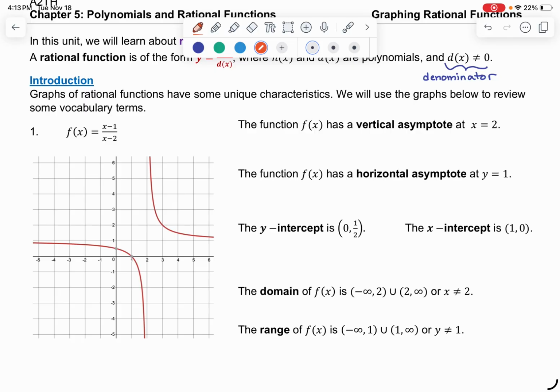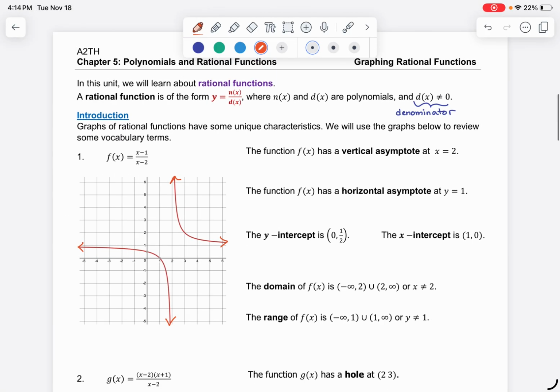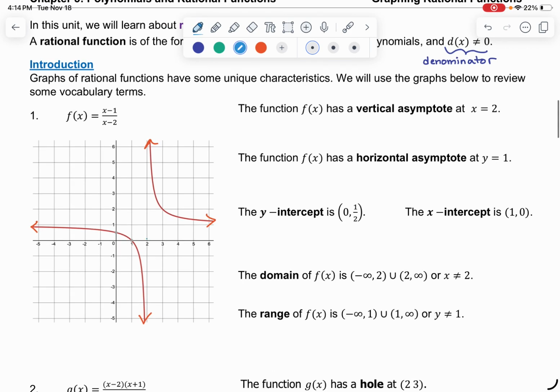So first thing I'm going to do is add arrows to the ends of these graphs here. I made this graph on Desmos, but I had to cut it off and I couldn't get the arrows on there. So these branches are supposed to keep going in those directions. Okay, so the first thing it tells us is that the function f of x has a vertical asymptote at x equals 2. So let's take a look at what happens when x equals 2.